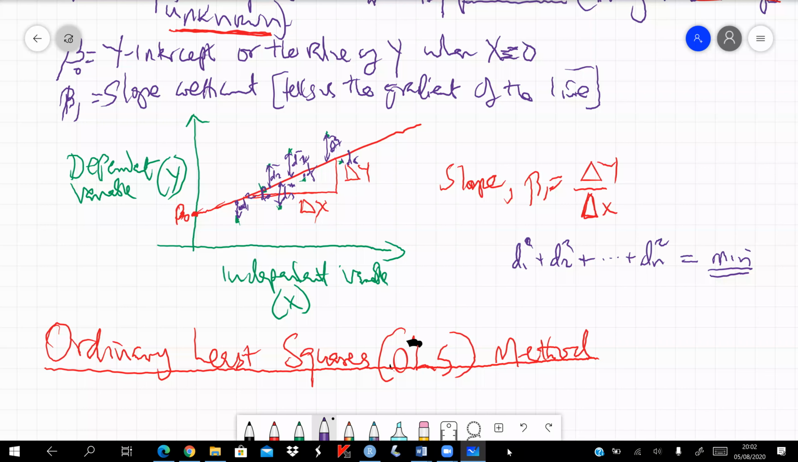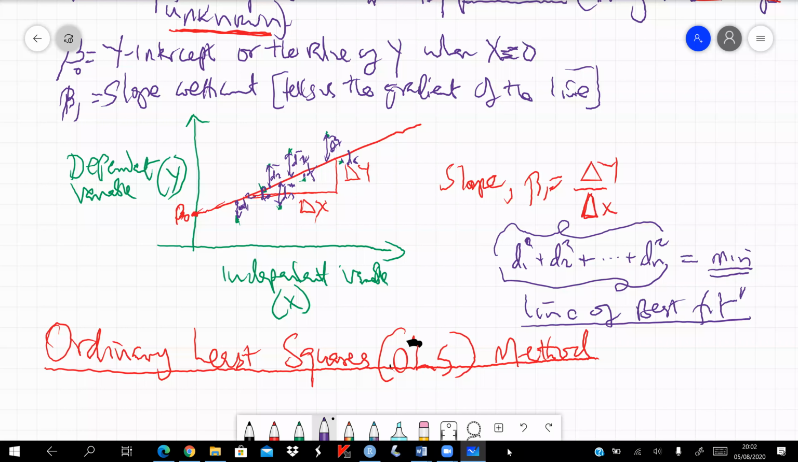A line that minimizes the sum of squares of these distances is what we are calling the regression line. And usually we prefer to call it the line of best fit. Because you notice there are infinitely many possible lines that you can fit for any given data set. But there is only one line that will minimize these squared deviations. That line is the one that we're going to call the line of best fit or the regression line. So basically that is it.